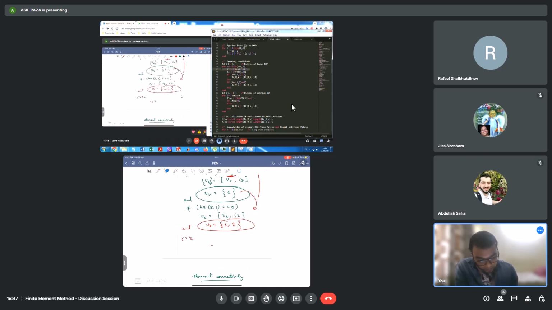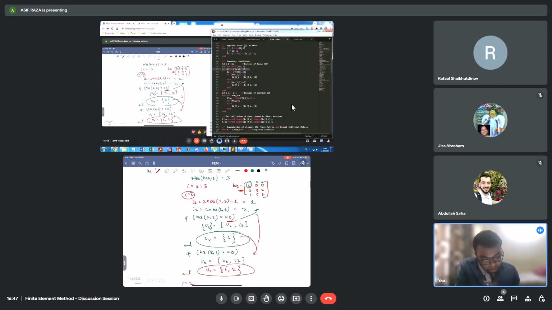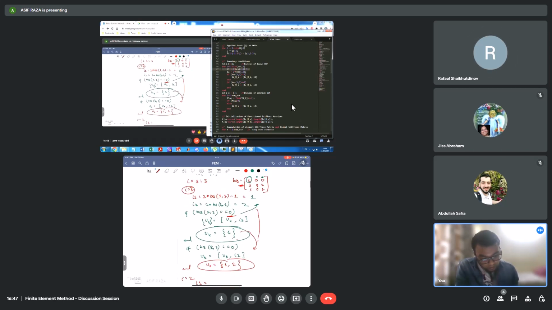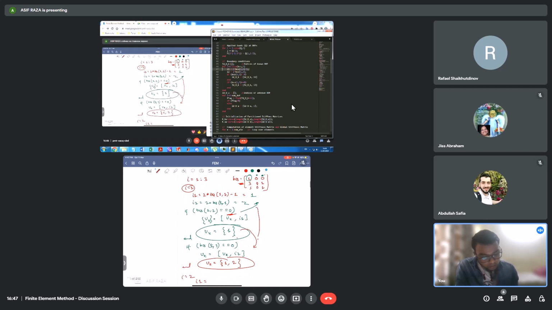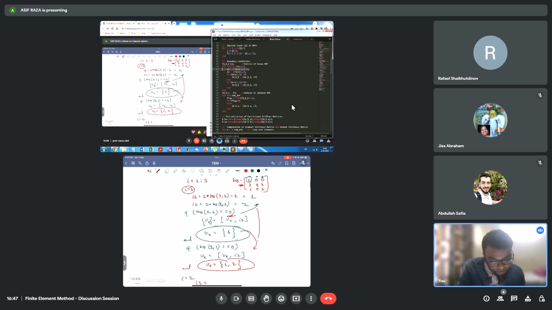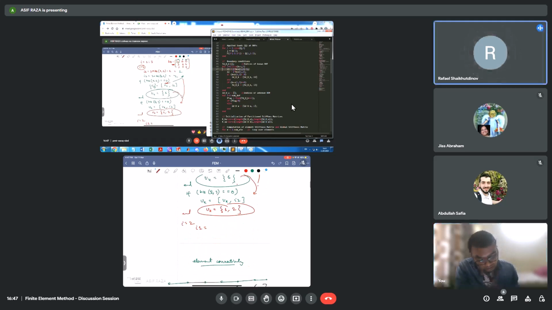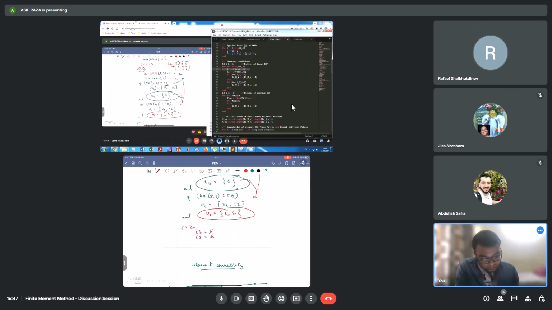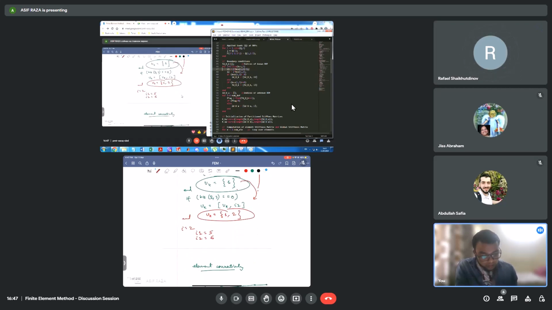So for I equal to 2, I1 will have what? 2 times boundary condition 1, this is 2, 6 minus 1, so 5. Yes, it will be 5. So I1 will be 5, I2 will be 6.